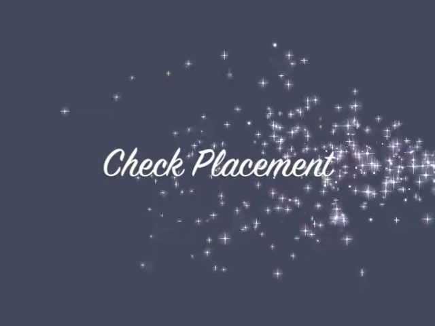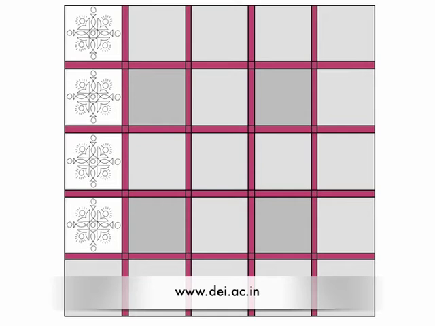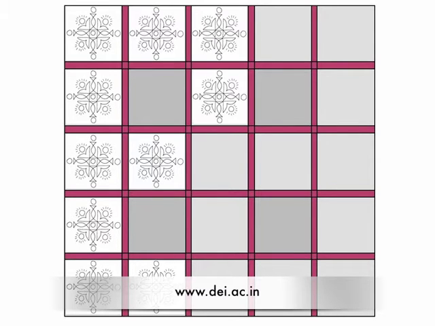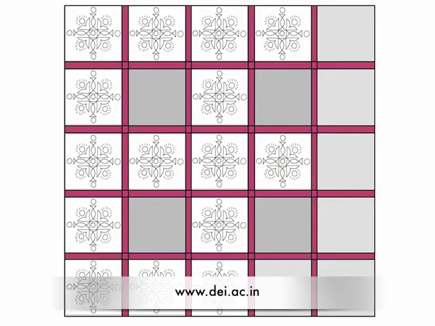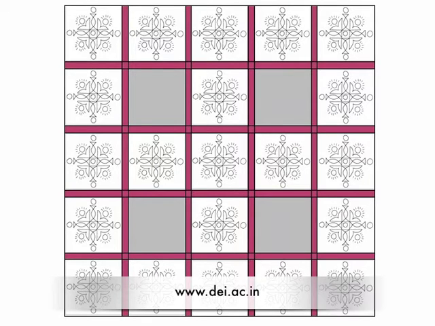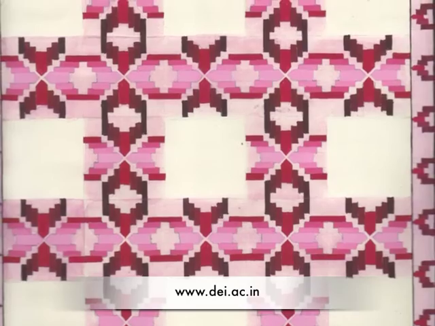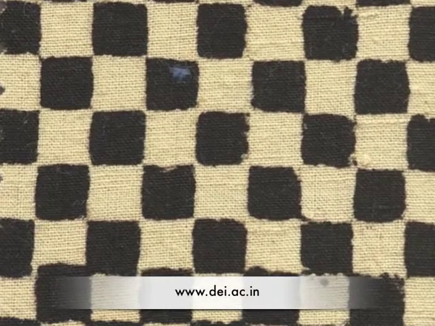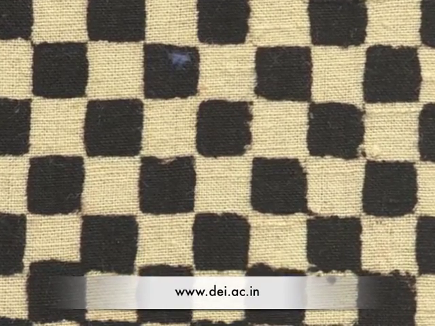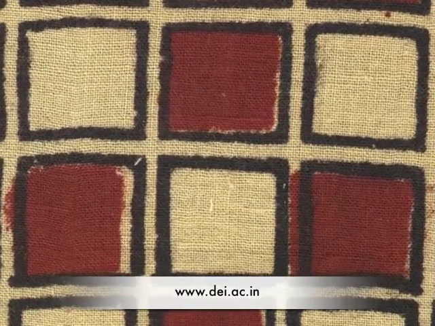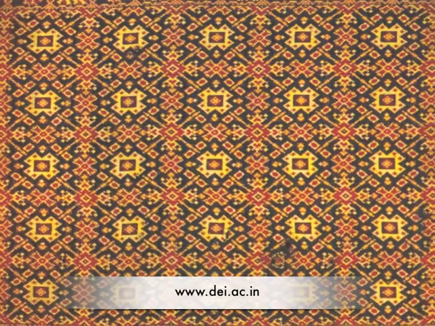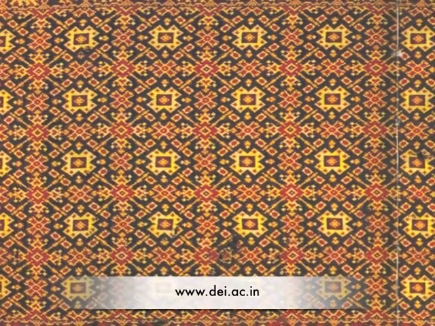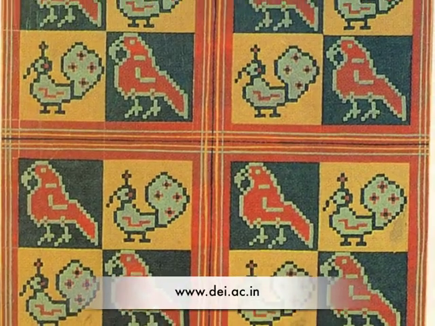Check placement. When the motifs are placed in a check pattern, it is called vertical or horizontal check placement. These can be used for your bedspreads, for your dining sheets, for your curtains also at times, but generally vertical placement would look better on that.